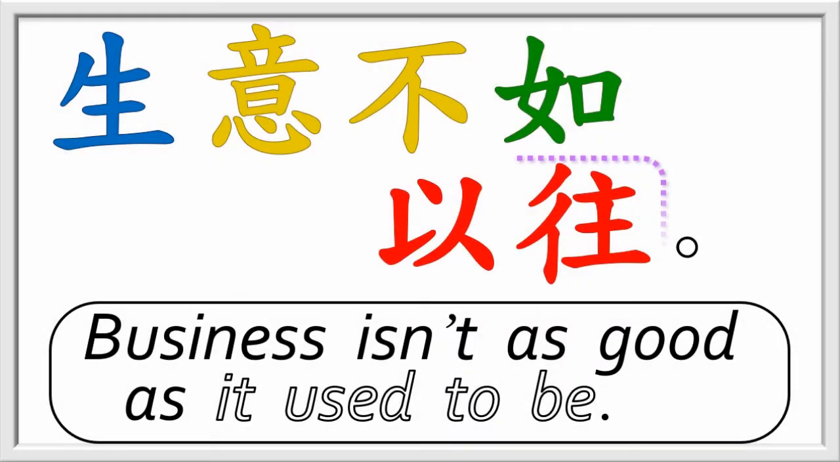The next sentence highlights the meaning of in the past. 生意不如以往. Business isn't as good as it used to be. The phrase 以往 can be rendered as in the past, formerly, or before. 以, you will recall from lesson 14, means to use or take. So 以往 literally means to take the past as a comparison with the present.